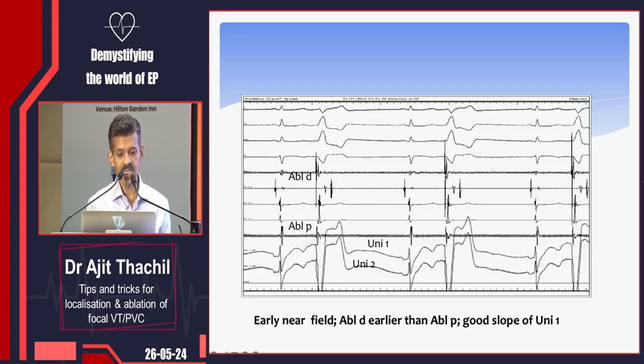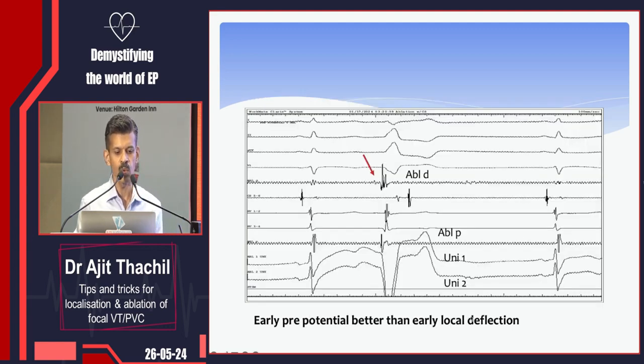The distal has a near field, and the distal is earlier than proximal. And you look at the slope of unipolar 1 and unipolar 2: unipolar 1 has a very steep slope, whereas unipolar 2 has a shallow slope. So it's closer to unipolar 1 than unipolar 2. And this is better than an early local deflection, a pre-potential, though it's often not clearly visible.